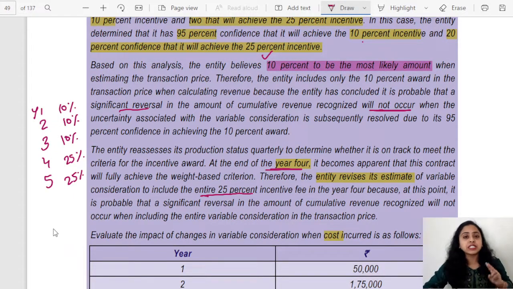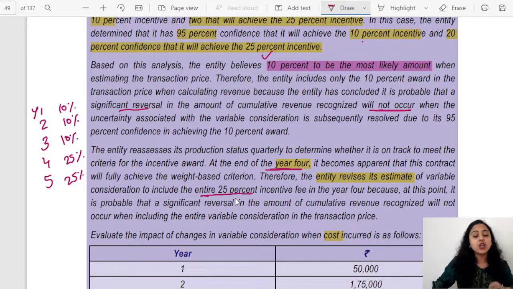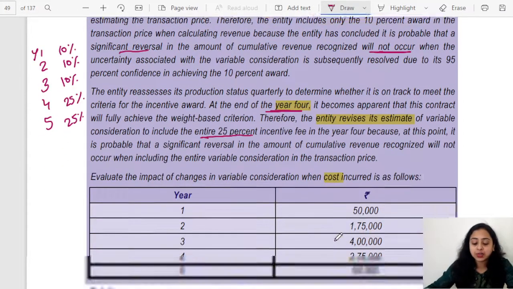For first year, second year, third year, the variable consideration will be 1 lakh, 1 lakh, 1 lakh. From year 4, it will be 25%, that is 2,50,000. Because at this point, it is probable that the significant reversal in the amount of the cumulative revenue recognized will not occur when including the entire variable consideration in the transaction price.